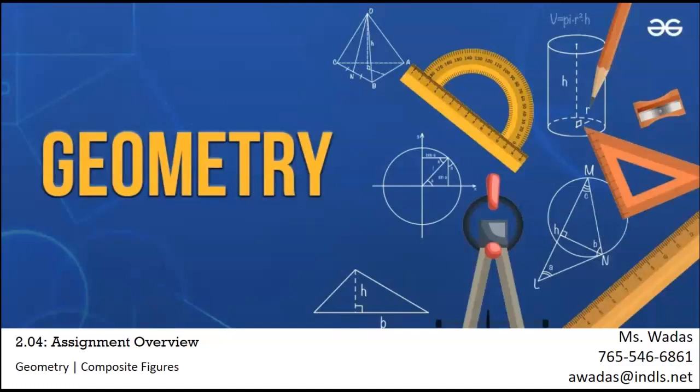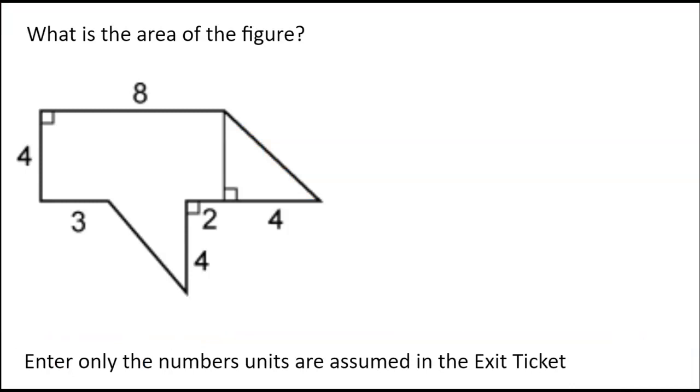Assignment Overview 2.04, where we will be going over the composite figures you might see in your exit ticket. This one is, what is the area of the figure? Enter only the number of the numbers. Units are assumed in all exit tickets.